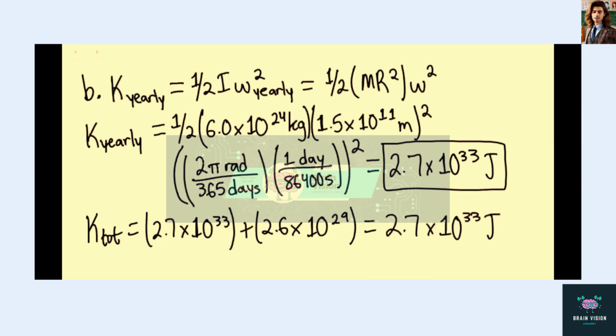Essentially, the total rotational kinetic energy of the Earth about its own axis is negligible compared to the rotational kinetic energy of the Earth about the sun. We can say that the kinetic energy due to the daily motion is about 10,000 times smaller than the total kinetic energy due to the yearly rotation about the sun.